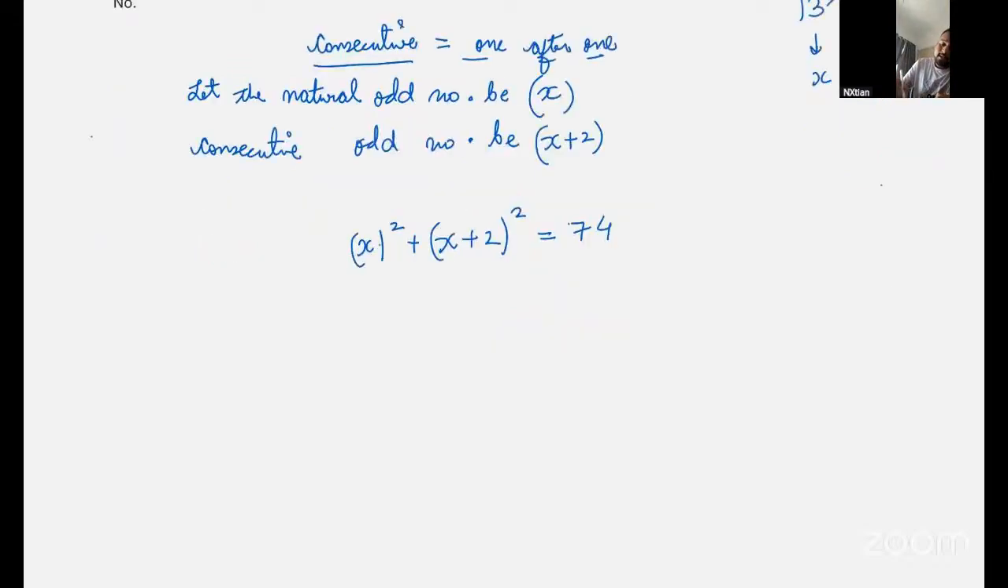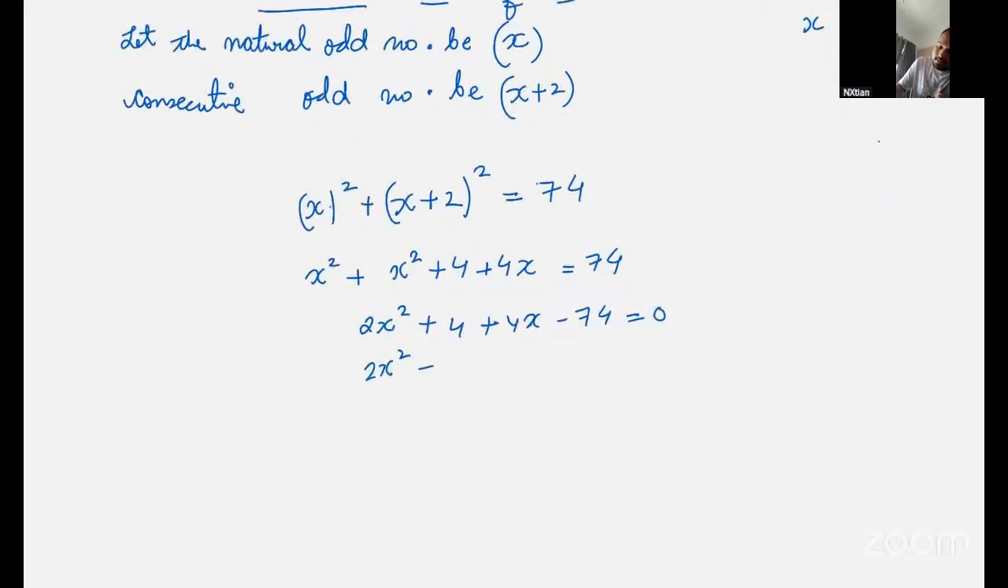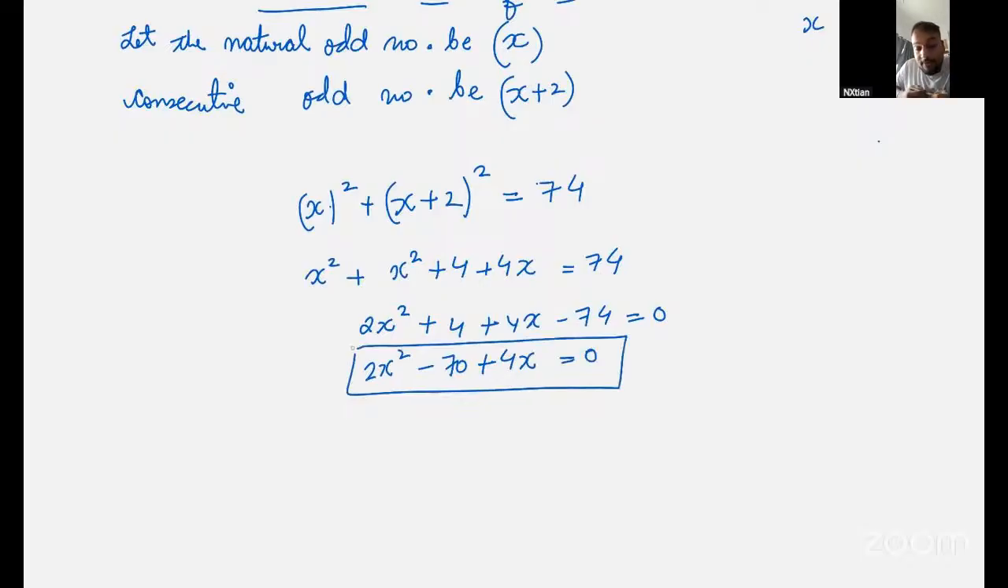Now you have to open this bracket. So it will become x squared plus, this is in the form of (a plus b) whole squared, which is a squared plus b squared plus 2ab, is equal to 74. So it will become 2x squared plus 4 plus 4x minus 74 is equal to 0. So it will become 2x squared minus 70 plus 4x is equal to 0. I got this quadratic equation. Now you have to use the quadratic formula to find the value of x. Did you understand, guys?